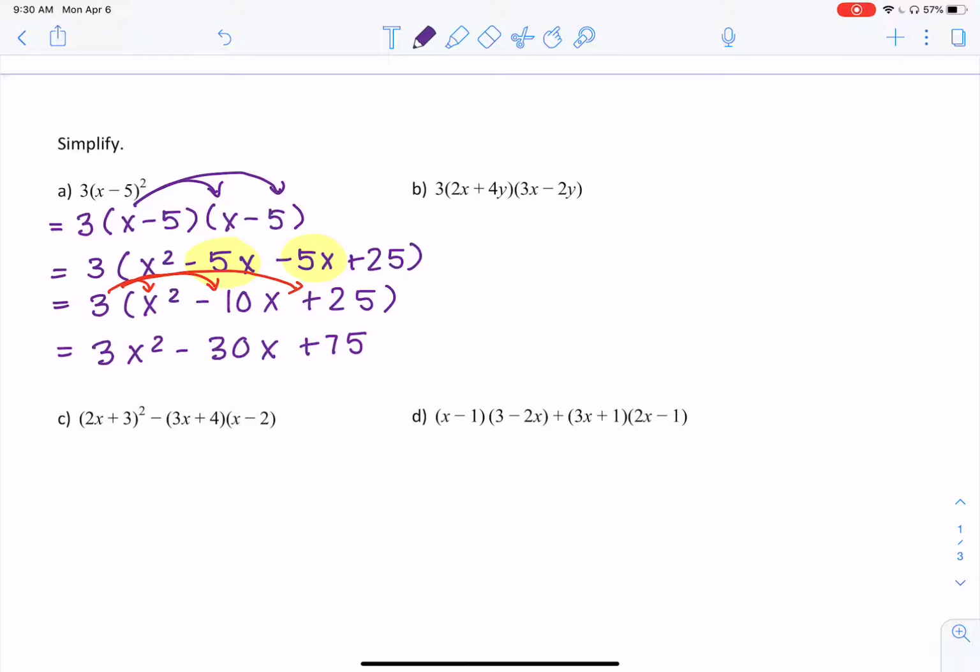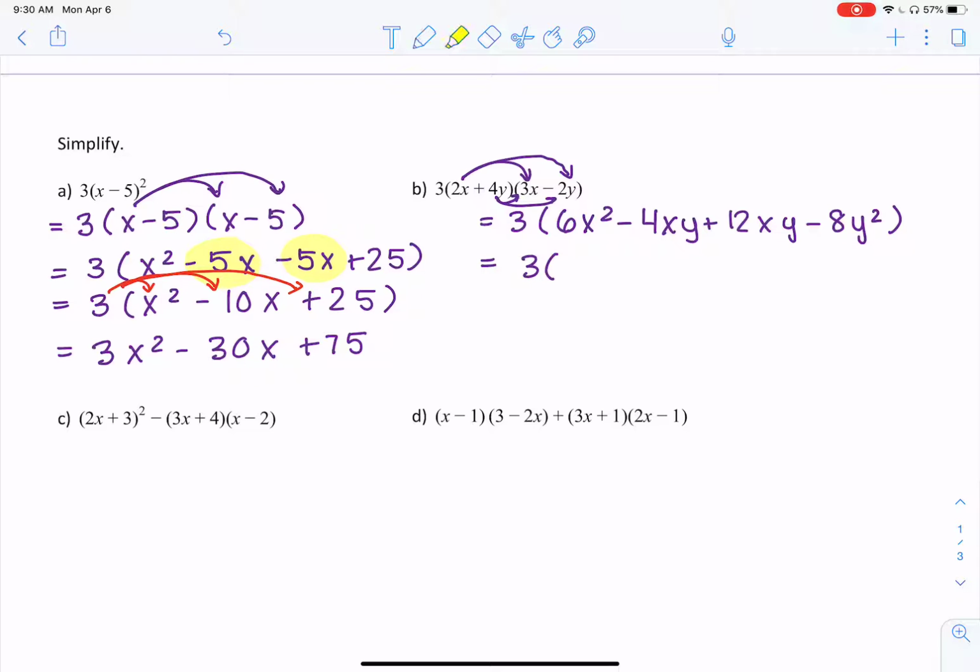Okay, our next example, same idea. We're just going to leave that 3 on the outside and we'll deal with it after. And now we'll multiply those brackets. We'll collect our like terms. And finally, we multiply in that 3. Oops.